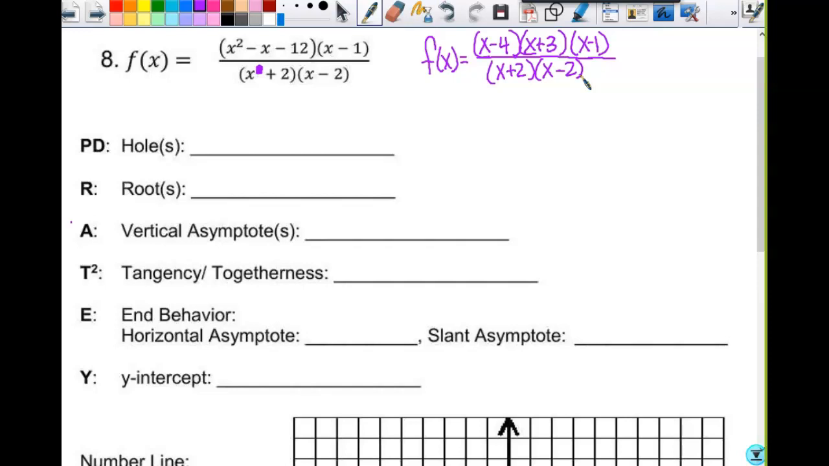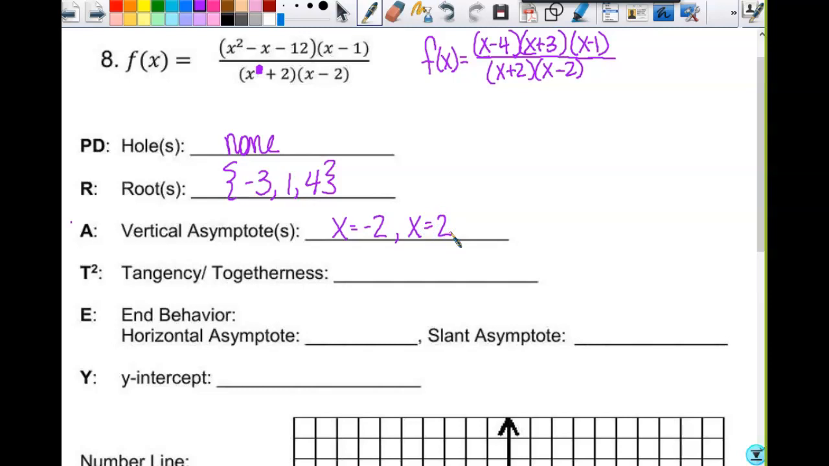Alrighty, so then I need to figure out what's going on here. Do I have any holes? No, I have no holes. My zeros are -3, 1, and 4. Vertical asymptotes come from the denominator, so x equals -2 and x equals 2.